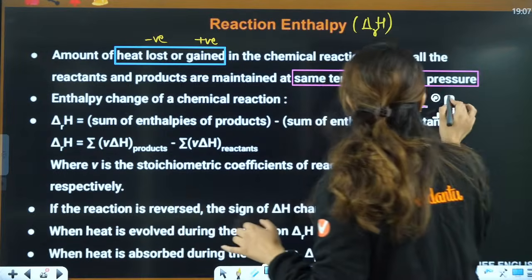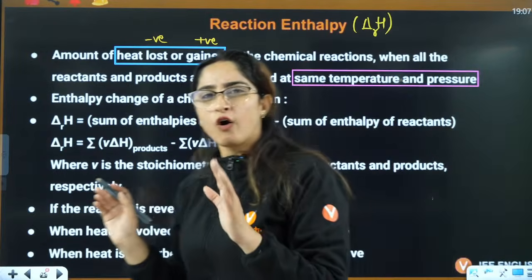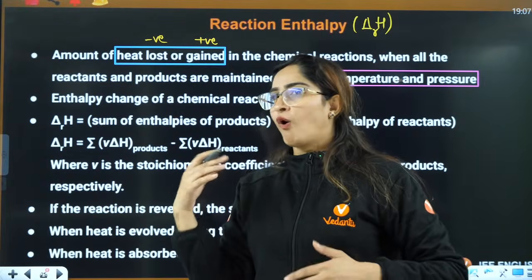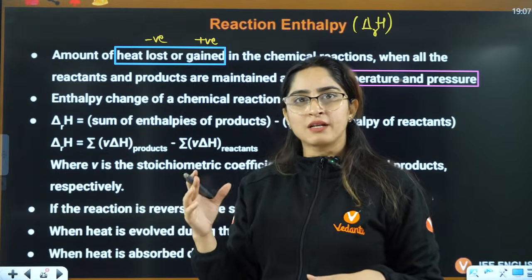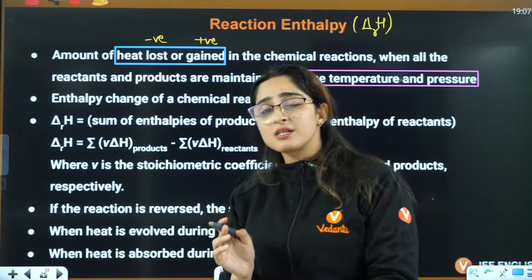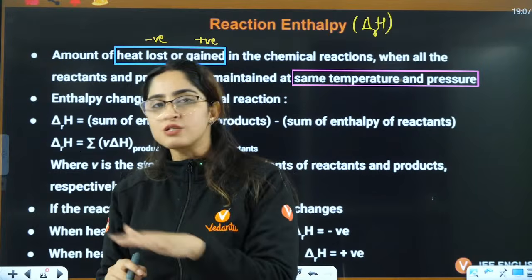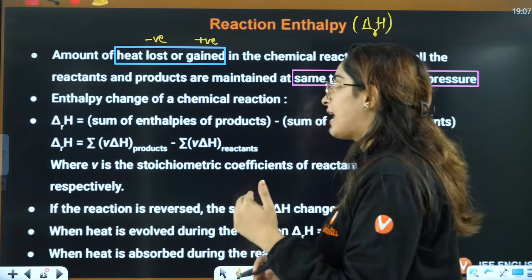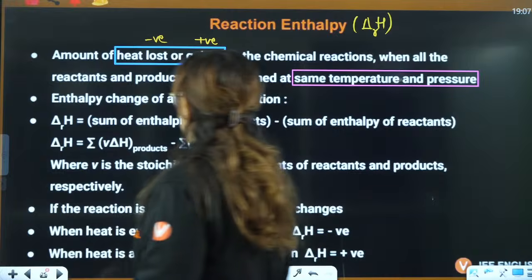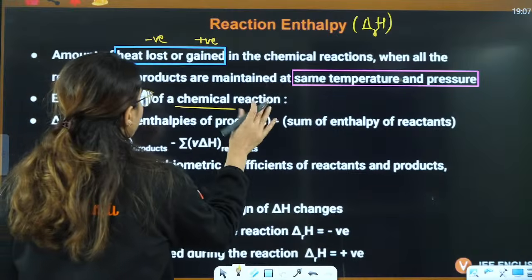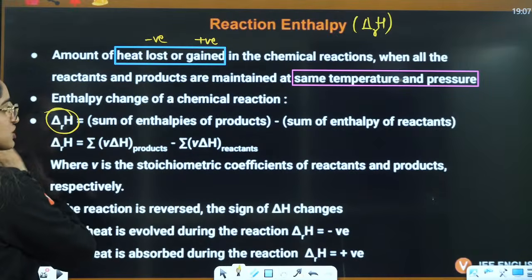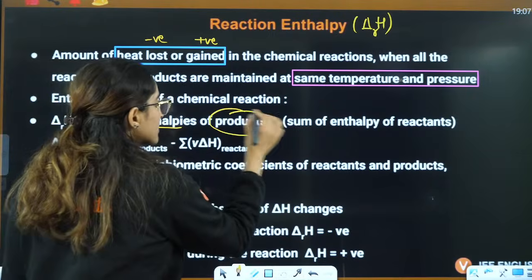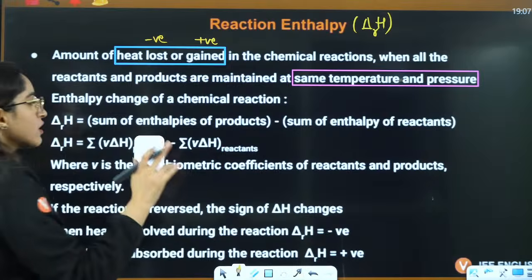So in thermochemistry, you will not talk about volume, pressure, temperature. We will just talk about energy, heat energy, energy of the reaction, enthalpy of the reaction. That is called the enthalpy change of the chemical reaction, that is delta HR. That is always the sum of enthalpies of products minus the sum of enthalpies of reactants.